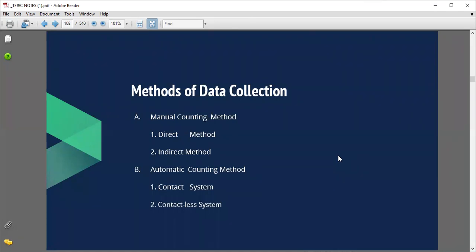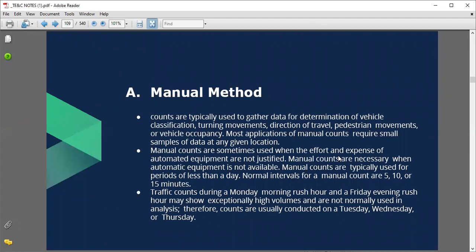Okay, so we'll see one by one the procedure to count the vehicles which are moving on the road. The first method is the manual method. So what is the manual method? Generally a distance of 1000 meters or 100 meters is kept, and one person is at the A side and one person is at the B side, and both persons will measure the vehicles passing on the road. That is the manual counting method.